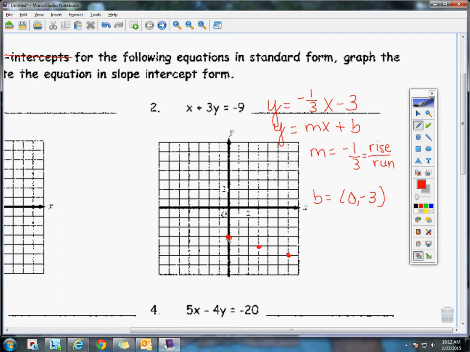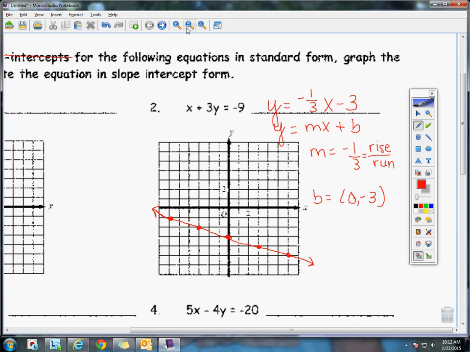And now we're going to do the opposite. So instead of going down and to the right, we're going to go up and to the left. So 1, 1, 2, 3. 1, 1, 2, 3. 1, and I can't go anymore. So once you're done plotting your points, you're going to go ahead and connect the dots as best as you can. And that's it. So there's your answer for number 2.